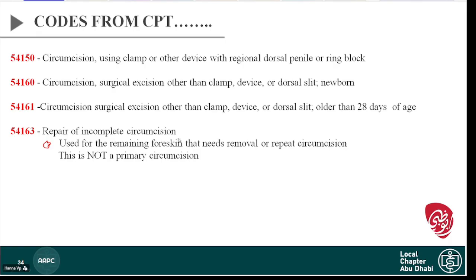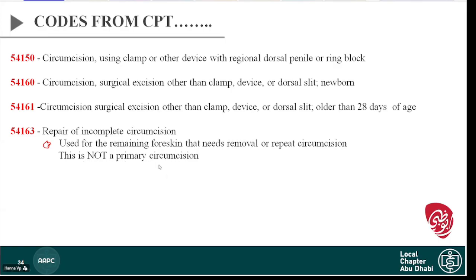This is also very important, guys. We cannot use this code for the first-time circumcision. That means if the patient is having the procedure for the first time, you can use 54150, 54160 or 54161 only. But what is 63 indicating, guys? This is a repeat circumcision. Repair of incomplete circumcision is used for remaining foreskin that needs to be removed, or to repeat the circumcision. This is not a primary circumcision.